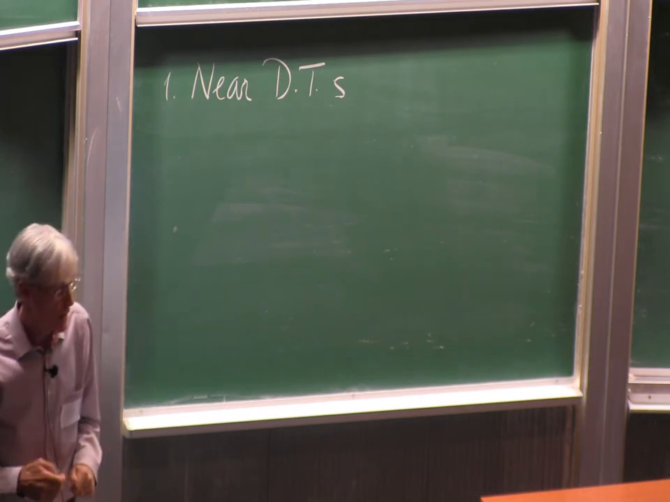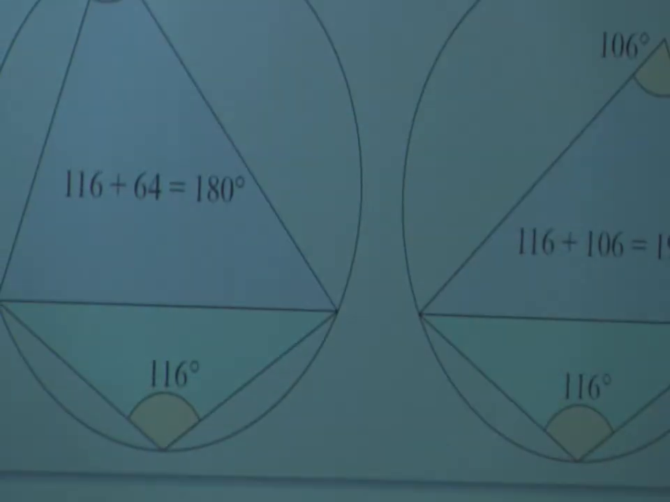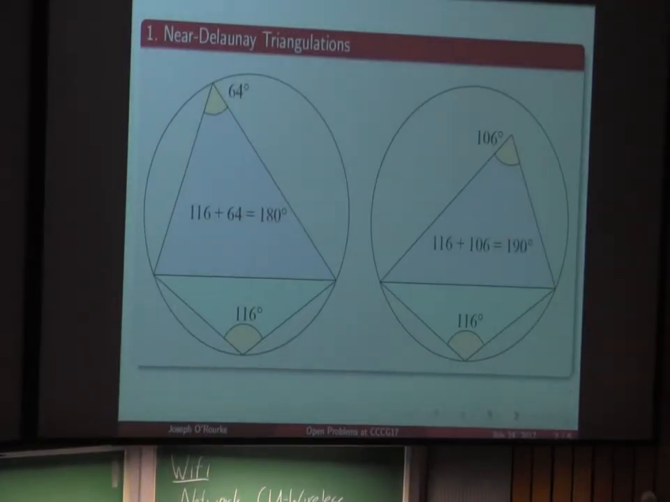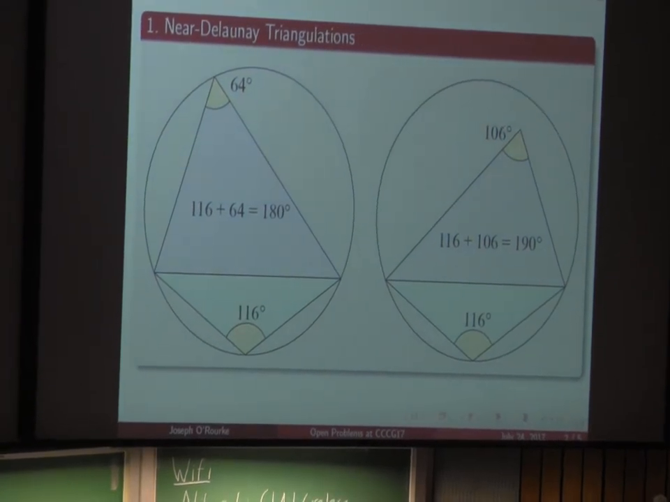And so here's one possibility. Suppose you have a triangulation where every opposite pair of angles sharing an edge sums to, let's say, no more than 190 degrees. So this would not be a Delaunay triangulation, because otherwise it would have to be no greater than pi. And I wonder, have these been studied at all? And if so, are there any properties known about them? So that's the problem. Is this known under another guise?